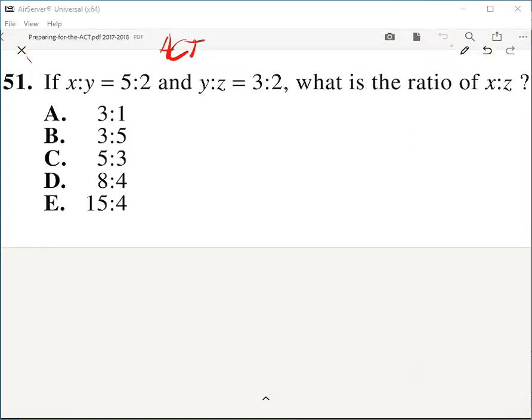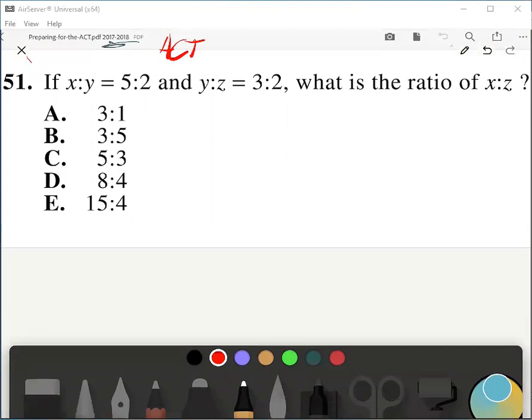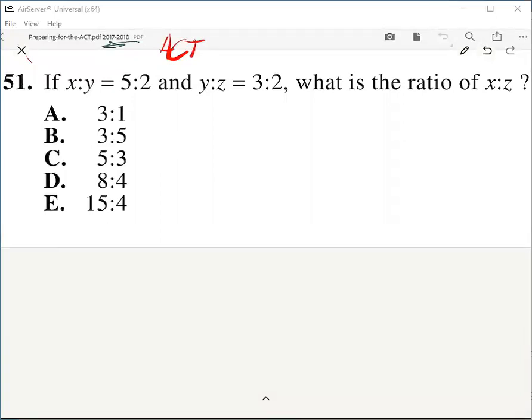Now I'm going to show you another question that uses the ratio box. This one is taken from the practice ACT exam from 2017, 2018. It says, if the ratio of x to y is equal to 5-2, and the ratio of y to z is equal to 3-2, what is the ratio of x to z? That's what we're trying to get to. Let me say that again. The ratio of x to y is 5-2, and the ratio of y to z is 3-2. What's the ratio of x to z?